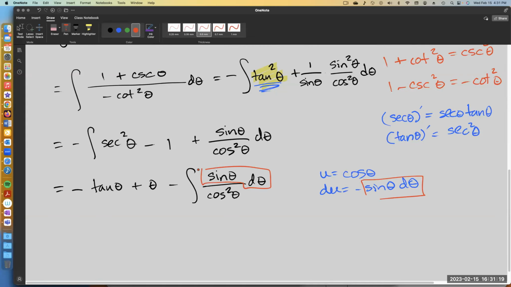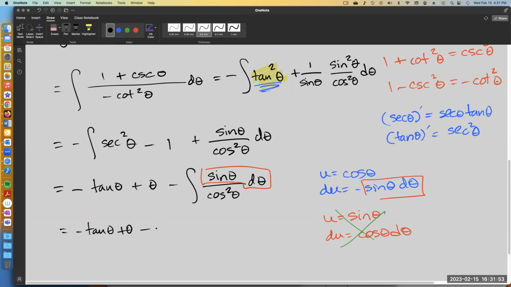Right, so that's good. Whatever we let u equal, we want its derivative to match something right in the function. If we let u be sine, then du would be cosine of theta d theta, and we do not have a cosine of theta d theta. These cosines here are in the denominator. So that would not work. So this strategy won't work, but this one will. So this will give us minus tangent theta plus theta.